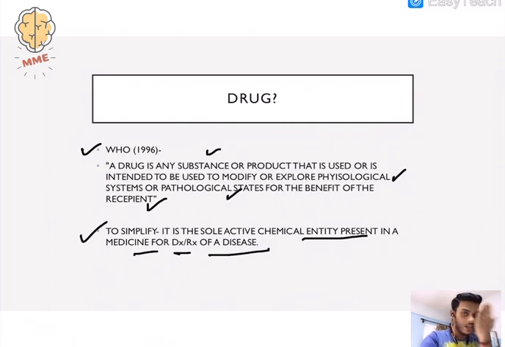Obviously, like I said, every drug has a particular active chemical component in it, and this component forms the basis of that drug's particular action. Once it is administered, it will either help us to diagnose what exactly the pathology is, or it will help us to treat the pathology. And as I've already told you, it can also be applied for physiological states, the normal physiology of our body.